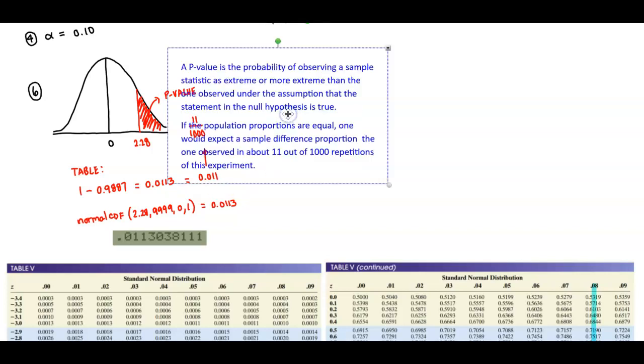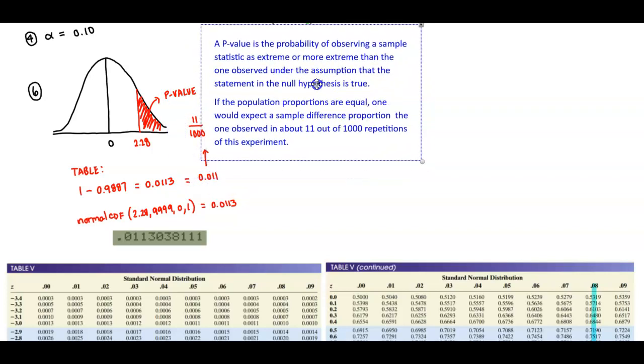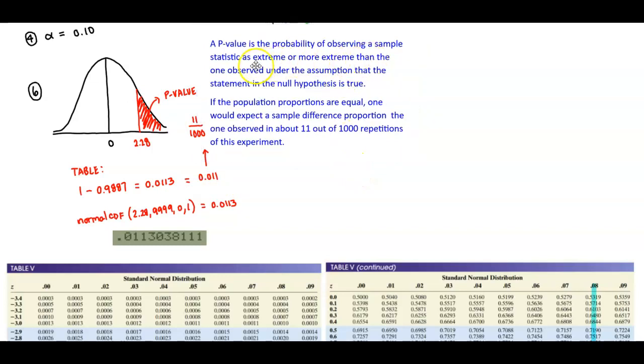So if we want to interpret the p-value, again, the p-value is the probability of observing a sample statistic as extreme or more extreme than the one observed under the assumption that the statement in the null hypothesis is true. If the population proportions are equal, one would expect a sample difference in proportion like the one observed in about 11 out of 1,000 repetitions of this experiment.